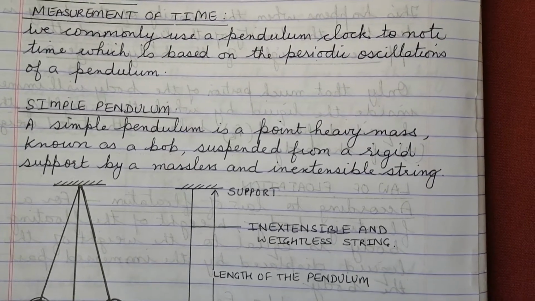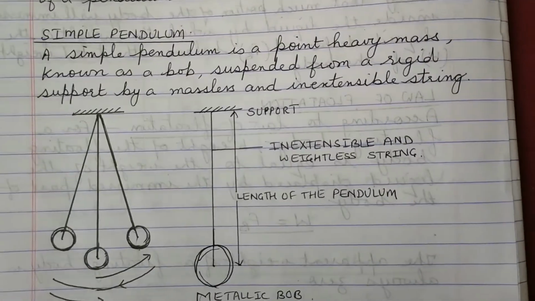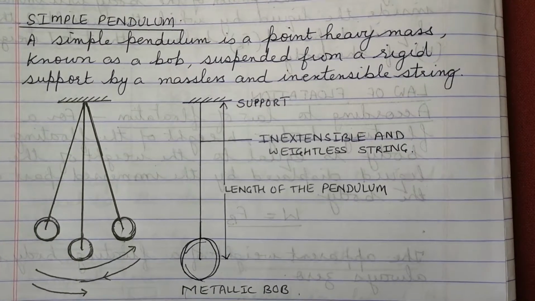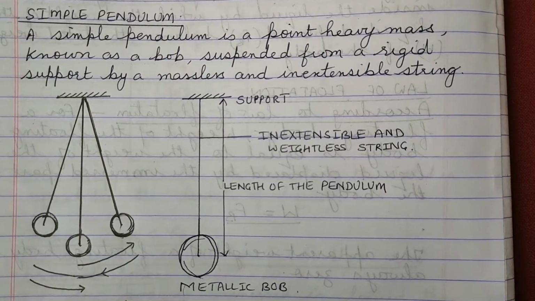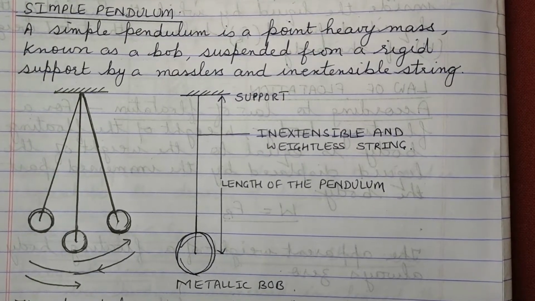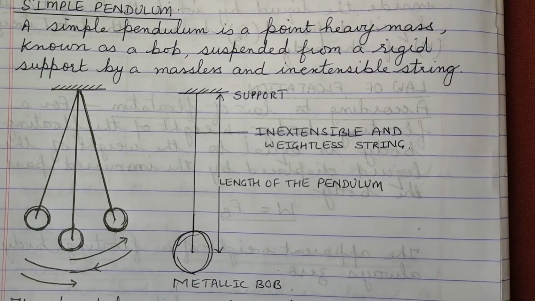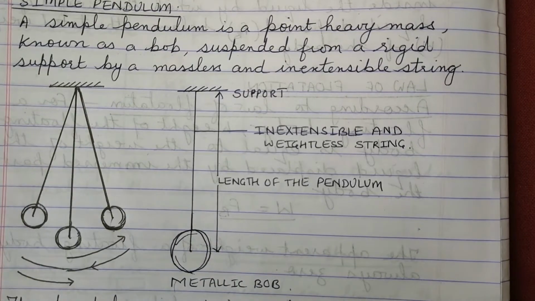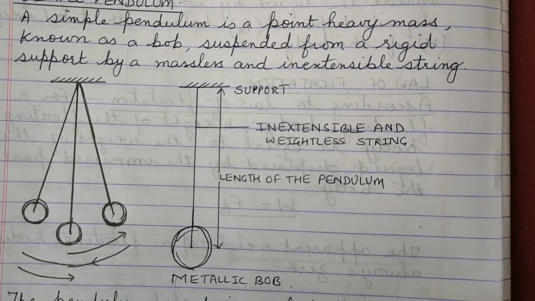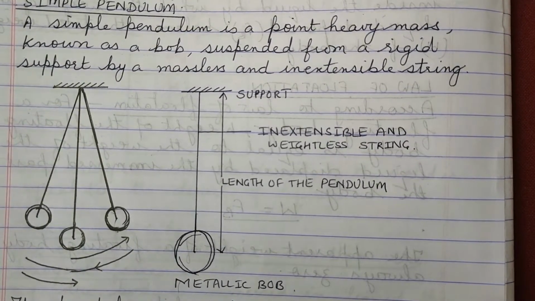Now what's a simple pendulum? To define it, we'll be giving a proper definition. A simple pendulum is a point heavy mass known as a bob suspended with a rigid support by a weightless and inextensible string. In your book, it is given massless, but prefer writing the answer as weightless and inextensible string. Both are correct, right? But the preference is always given for weightless and inextensible string.